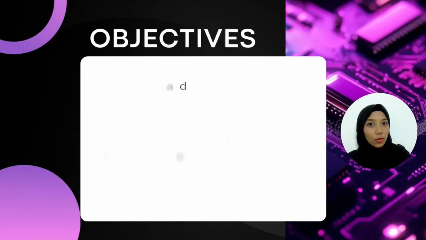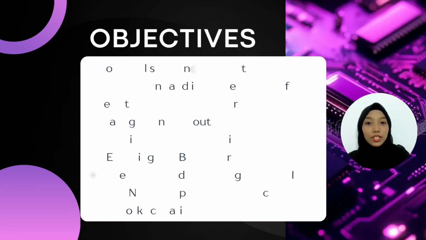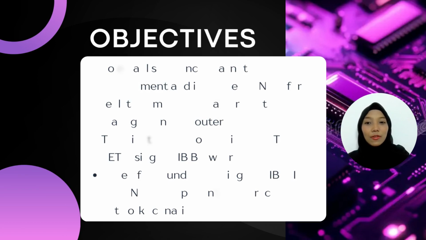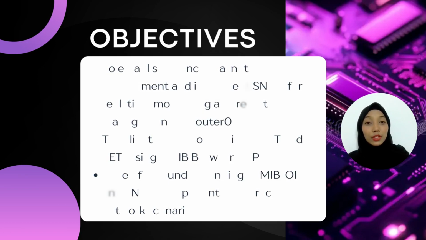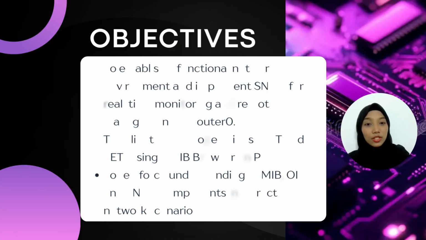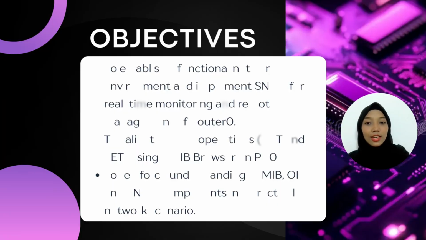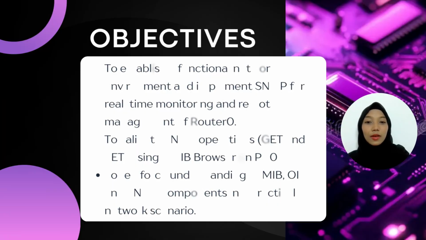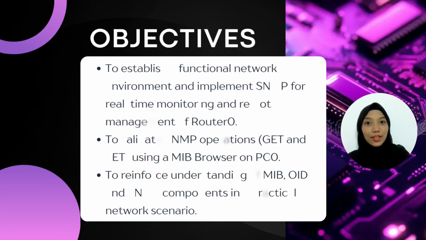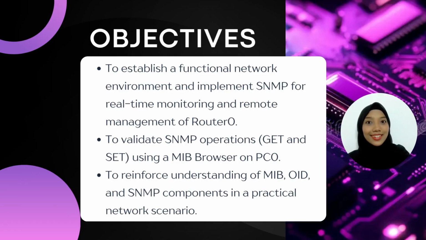Let's see our objectives for this exercise. First, to establish a functional network environment and implement SNMP for real-time monitoring and remote management of router 0. Second, to validate SNMP operations, get and set, using a MIB browser on PC0. Third, to reinforce understanding of MIB, OID, and SNMP components in a practical network scenario.